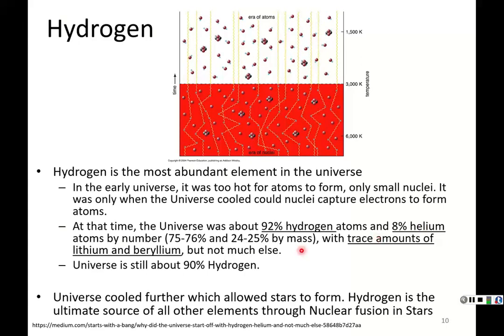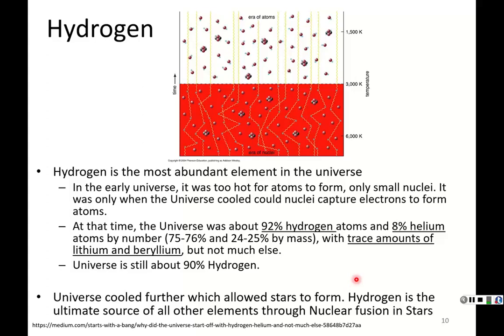Okay. Hydrogen, most abundant element of the universe again. In the early universe, it was too hot for atoms to form, only small nuclei. And it was only when the universe cooled that nuclei could capture electrons to form atoms. At that time, the universe was about 92% hydrogen, it's estimated, and 8% helium by numbers of atoms, or 75 and 25% by mass, with trace amounts of lithium and beryllium, but really not much else. The universe is still estimated to be about 90% hydrogen.